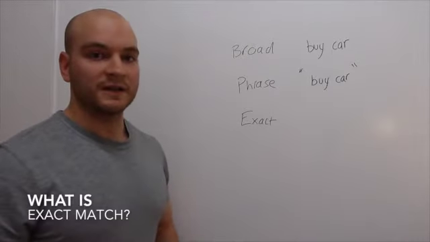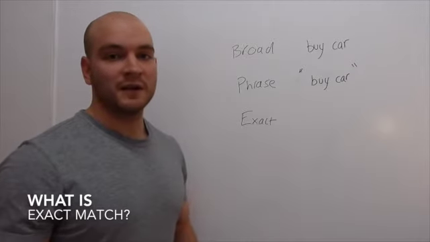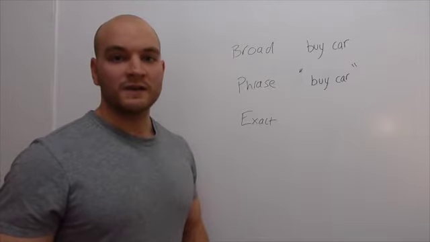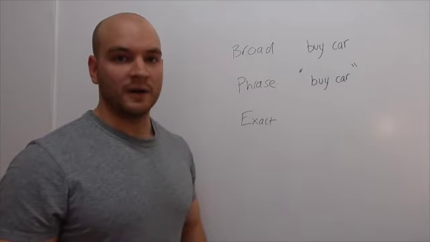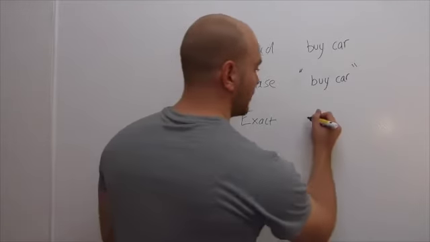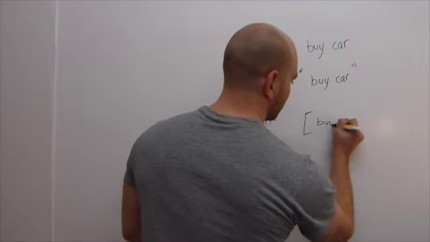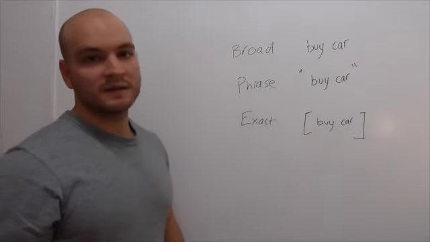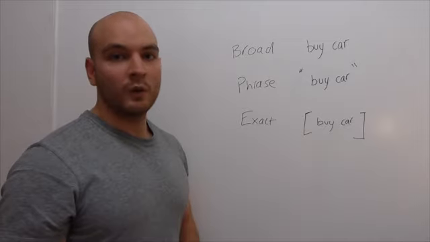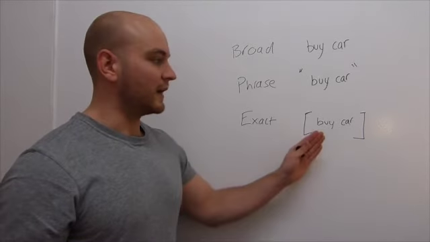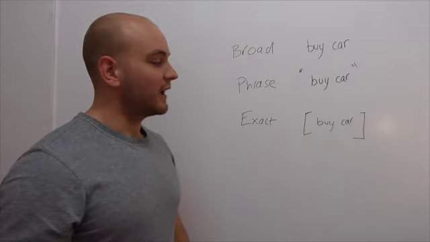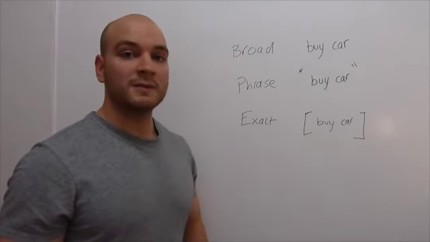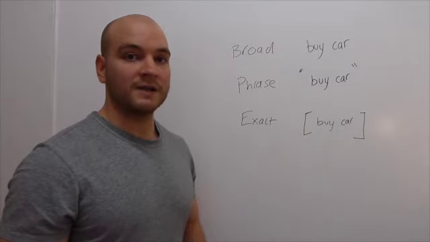The final keyword match type is exact match, which really says what it is on the tin. The exact match keyword will only match against search queries that are exactly the same as that keyword. So for the same example, buy car, now held within square brackets to demonstrate that it's exact match, will only match against the search query buy car. The exact match keyword has the least amount of wastage of all keywords, and therefore it's deemed by many people to be the most profitable and efficient keyword match type.